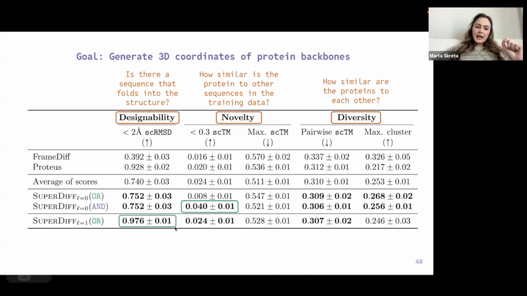And we find that we are able to push the designability of Proteus and also generate proteins which are more diverse, which is what we wanted from FrameDiff, because in general, FrameDiff is better at generating more diverse proteins. So we find that for all three metrics, with this sampling from densities with this schedule, we're able to beat out the best of both models.